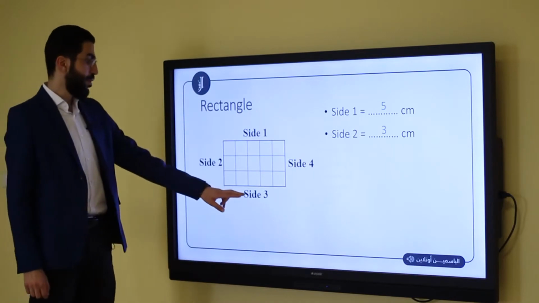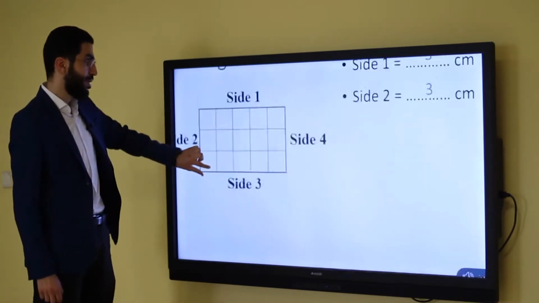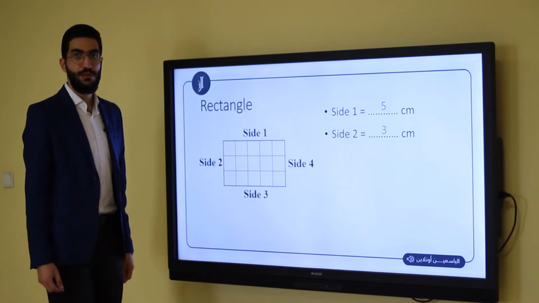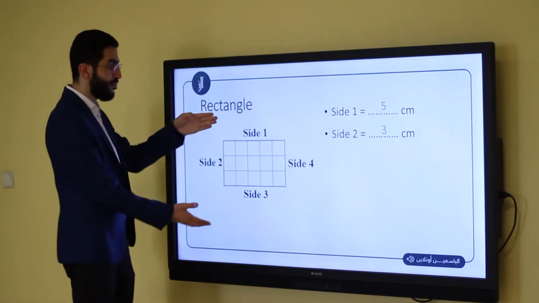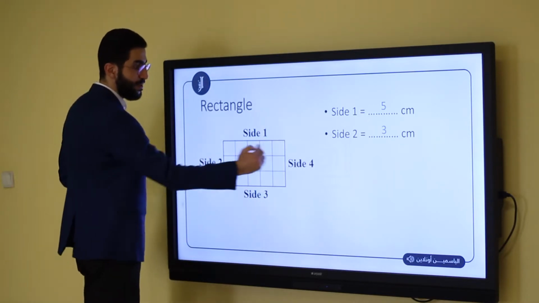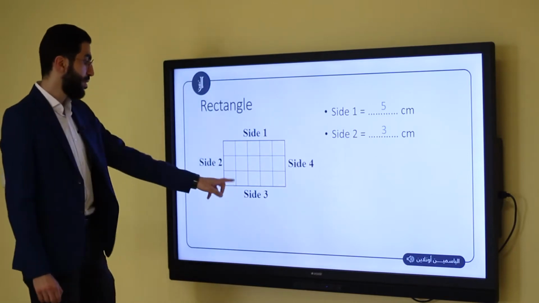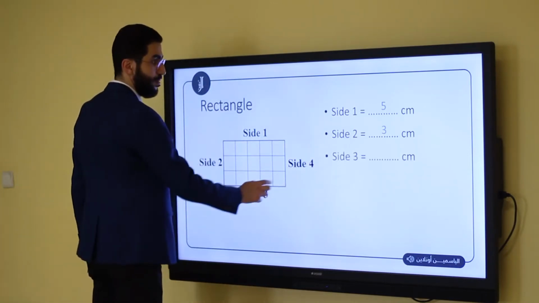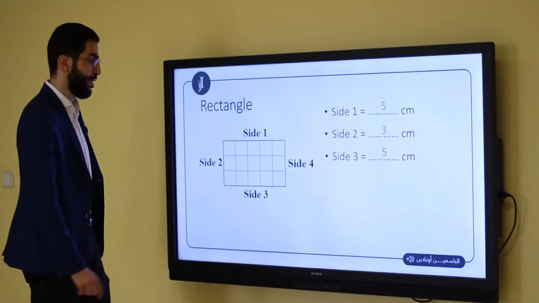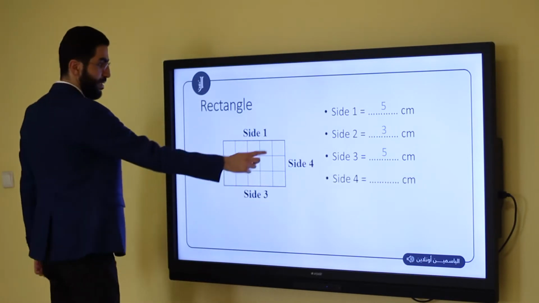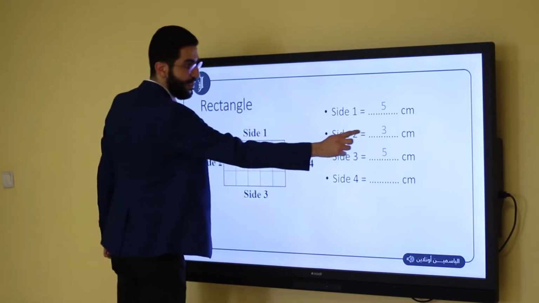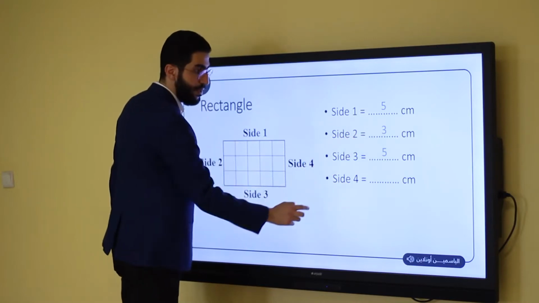So now, can we find side 3 without counting how many squares? Yes, of course we can, because this is a rectangle. We know that in a rectangle, the opposite sides are equal. So sides 1 and 3 are equal, and side 2 and side 4 are equal too. So without counting, side 3 should be 5. And if we need to be sure, we count the squares: 1, 2, 3, 4, and 5. Now again the same thing: side 4 is opposite of side 2, so the length should be the same. Side 2 is 3, and side 4 is 3 again.